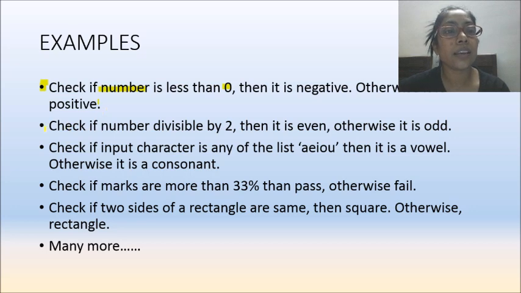Now here is the second question. Check if the number is divisible by 2. I am going to make a conditional statement to check whether the number is divisible by 2, and I will tell you how to check the divisibility. If the number is divisible by 2, then you will print that it is an even number. Otherwise, you will print that it is an odd number.